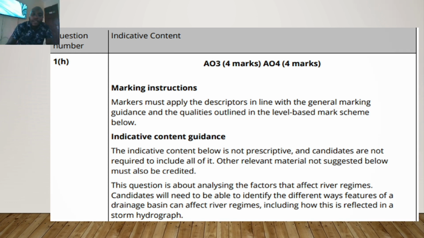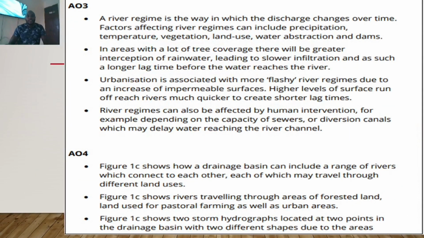Okay. Now let's look at some of the answers that I expect. So a river regime, you have to start by telling what it is. It's the way in which the river changes over time. So the factors affecting river regimes can include, you mention them. Then you can start analyzing one by one. I've talked about precipitation, temperature, vegetation, land use, urbanization, water obstructions, and dams. These are some of the factors that affect river regimes, of which we've talked about them severally.